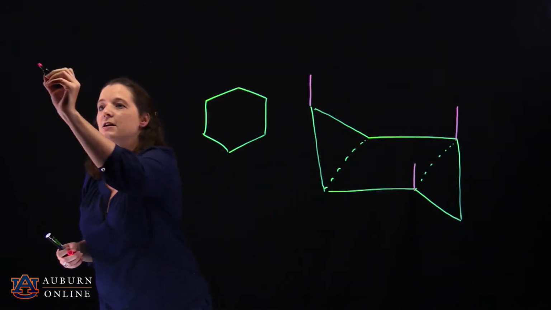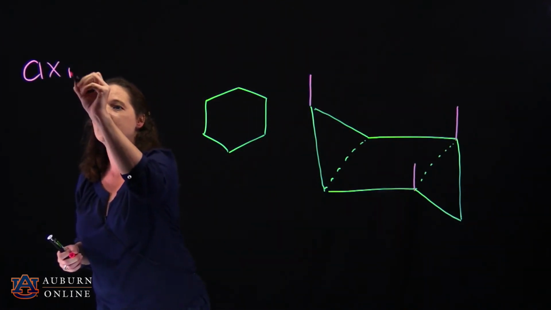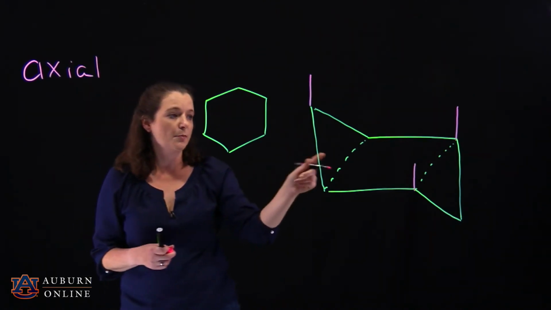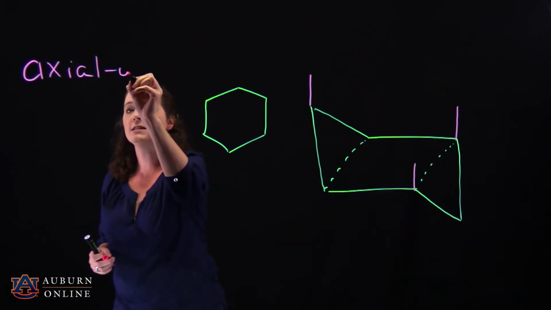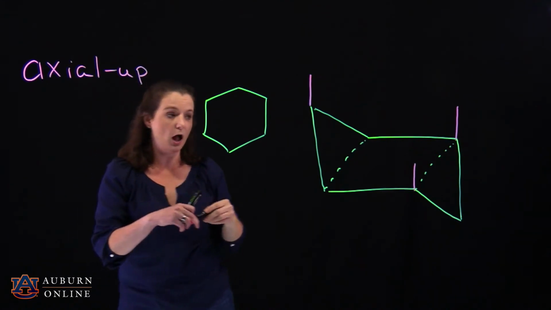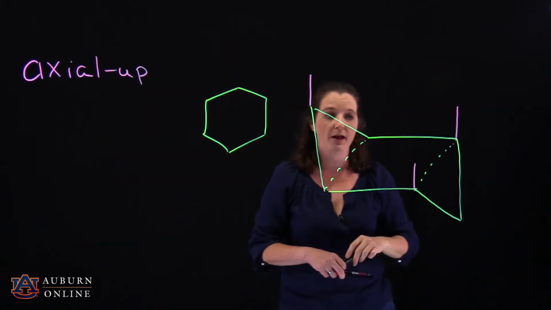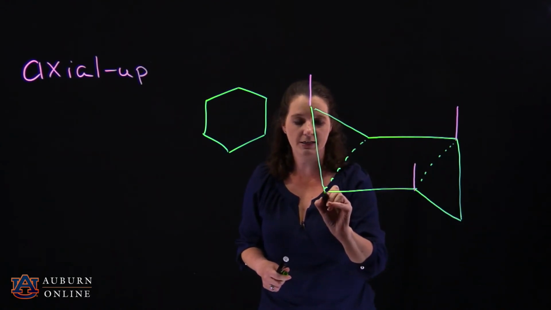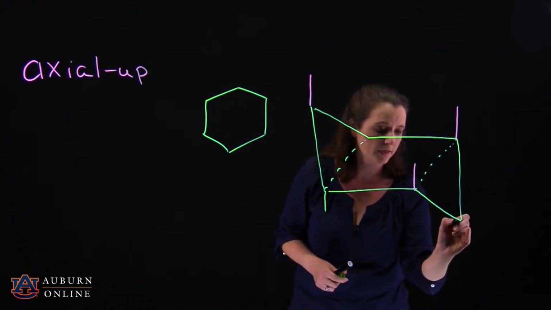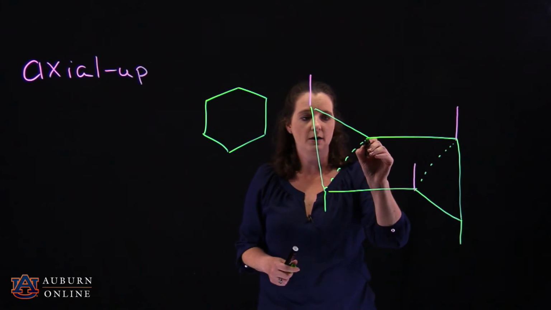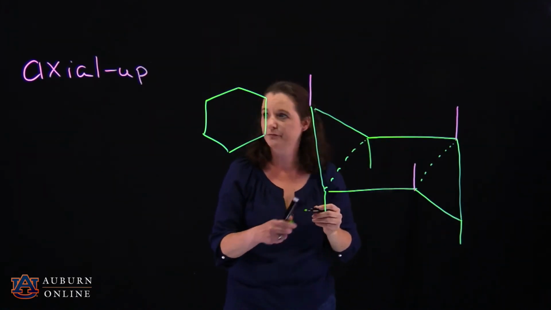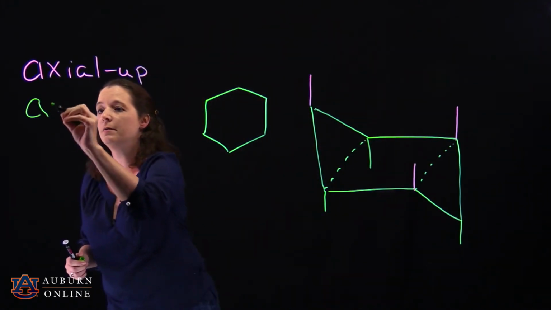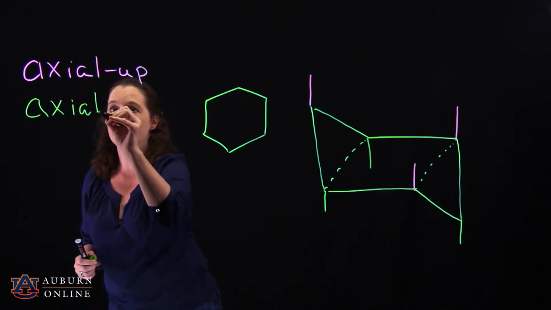These three are called axial because they are perpendicular to the plane of my cyclohexane, and in this case, these are axial up. They're all pointing up and away from the plane. So I had three that were axial up, and now I'm going to have three that are axial down. One here, one at the point of my chair, and one back here. So those are going to be axial down hydrogens.